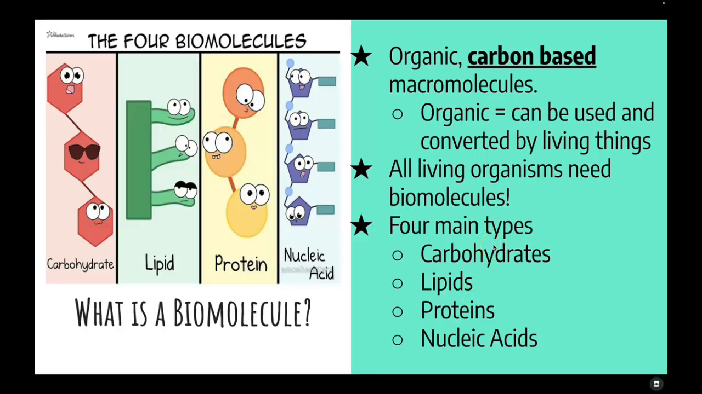Carbohydrates, you're going to need these for quick energy and structural support. Lipids are for long-term energy storage and cell membranes. Proteins, you have different types of proteins. An example of a protein could be an enzyme. We're going to talk about the importance of enzymes in this video. Proteins could also be used for structure. They can be used to transport things within a cell, for defense, for signaling. And nucleic acids, you need these for genetic information storage and transfer.